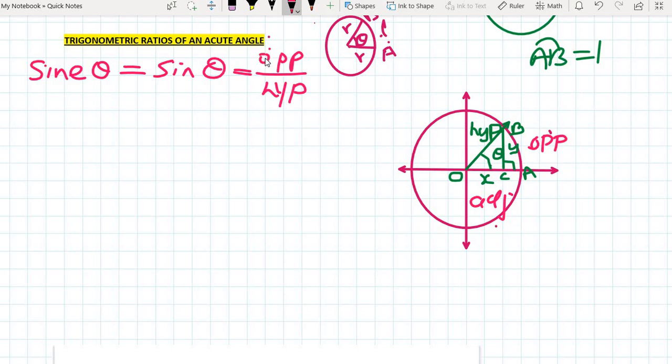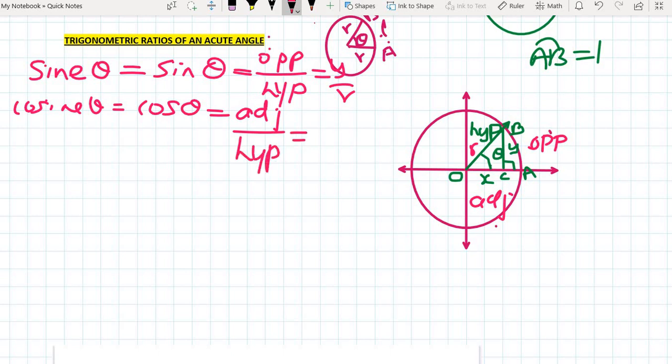From the diagram, the opposite side is BC, that is considered to be Y now. Consider the hypotenuse length, suppose it is R, then sine theta is Y by R. Next, consider cosine theta. We have the practice of writing this as cos theta. The definition says cos theta is equal to adjacent side divided by hypotenuse. So the adjacent side is X now, hypotenuse is R.